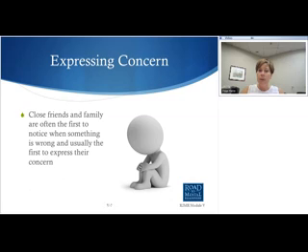Then we want to express concern. So if we notice any one of those problems as a family member, we then want to talk about how we will approach our loved one and encourage them to seek professional mental health care, and how to set some boundaries and take care of ourselves in the process. And that material is very similar to what we saw in the previous package.